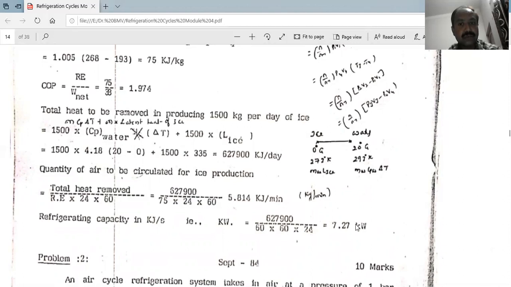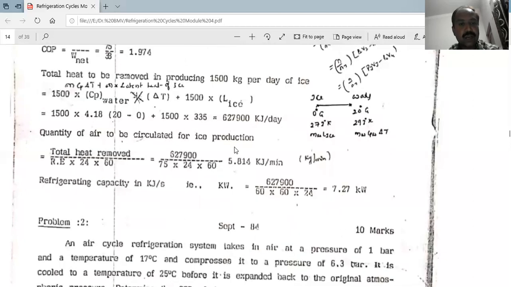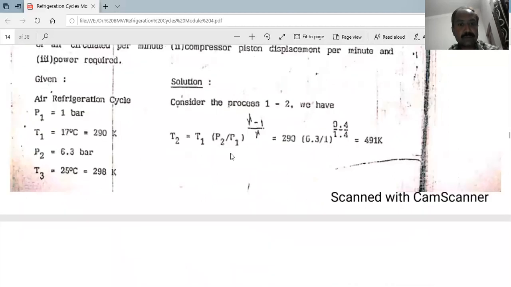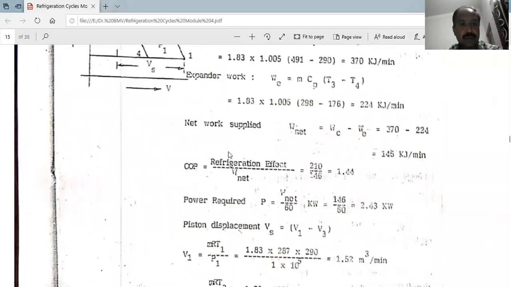You have to get it in terms of kilojoules per second, divided by 60. It becomes kilojoules per second, that is 7.27 kilowatt. Okay, this is all about the problem on the air refrigeration system. Now we have another problem here.